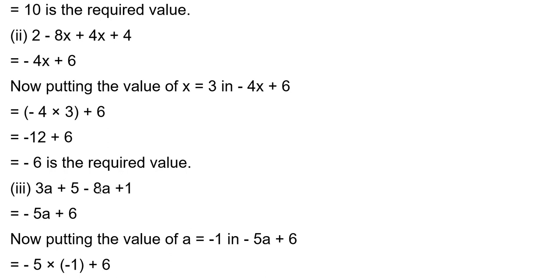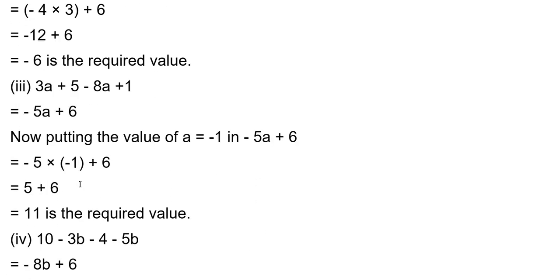3a plus 5 minus 8a plus 1. 3a plus minus 8a is minus 5a, plus 5 plus 1 is plus 6. So now putting the a value is minus 1, then we get in the expression minus 5 into minus 1 is plus 5, plus 6 is equal to 11, is the required value.